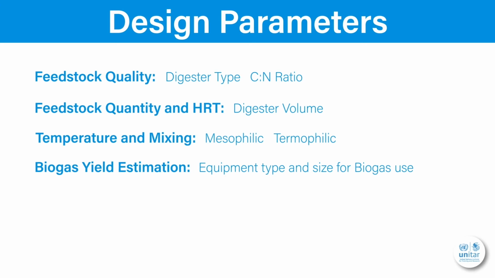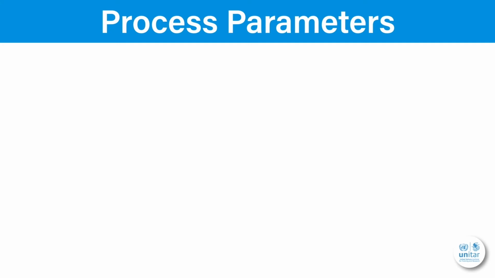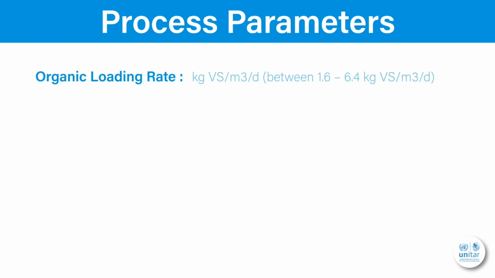Now that we have covered some important design parameters, let's look into process parameters. Those are parameters that are important to monitor when we have already installed an operational AD system, to ensure a well-functioning digestion process. We first need to monitor the so-called organic loading rate, OLR. The OLR shows us how many kilograms of VS we feed into the digester per cubic meter digester on a daily basis. The OLR is mostly in the range of 1.6 to 6.4 kilograms VS per cubic meter per day.